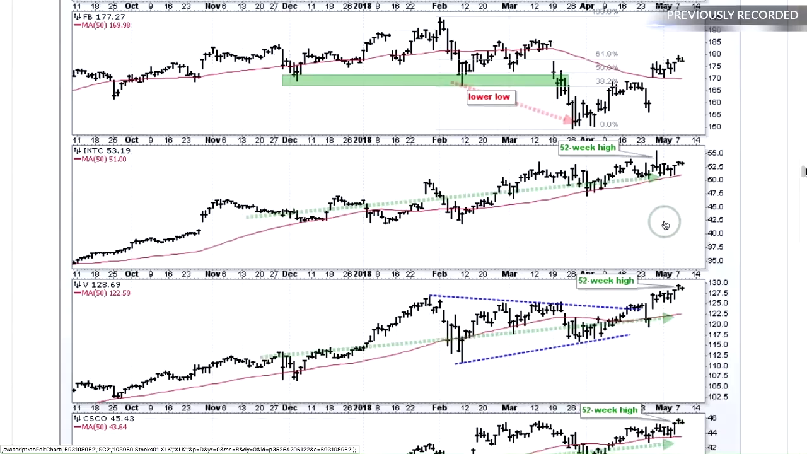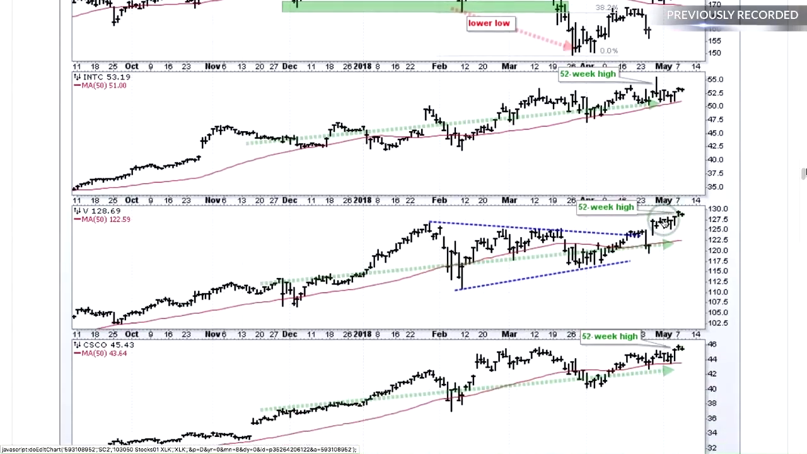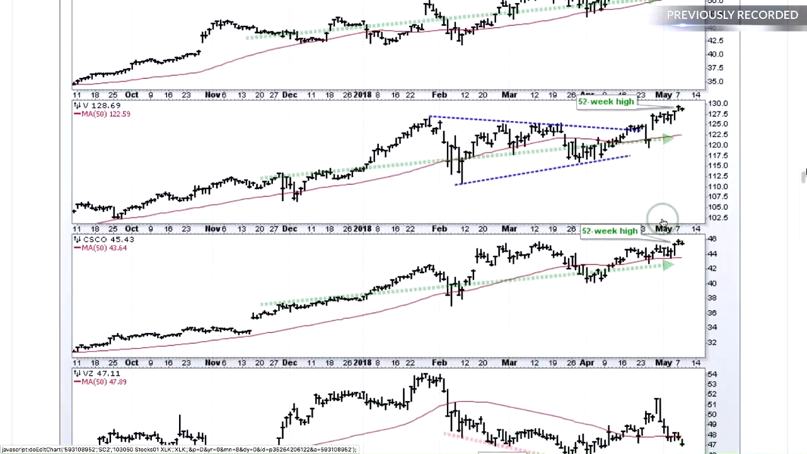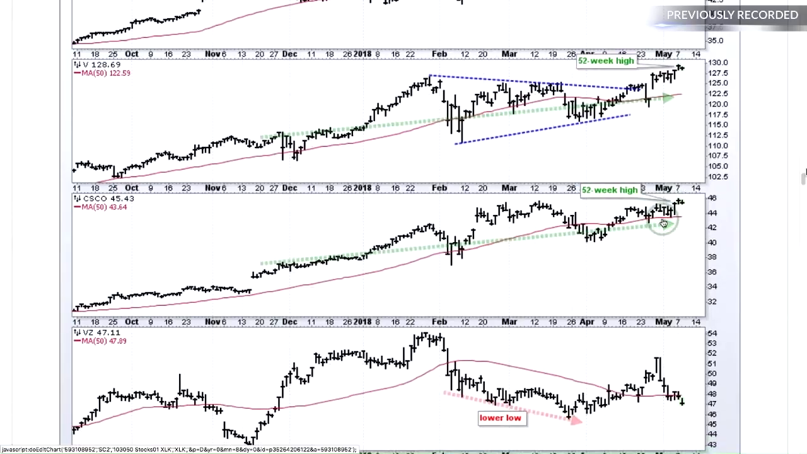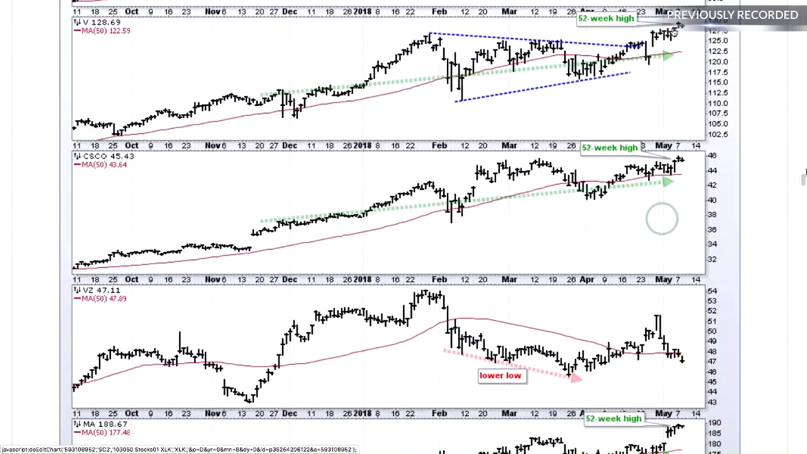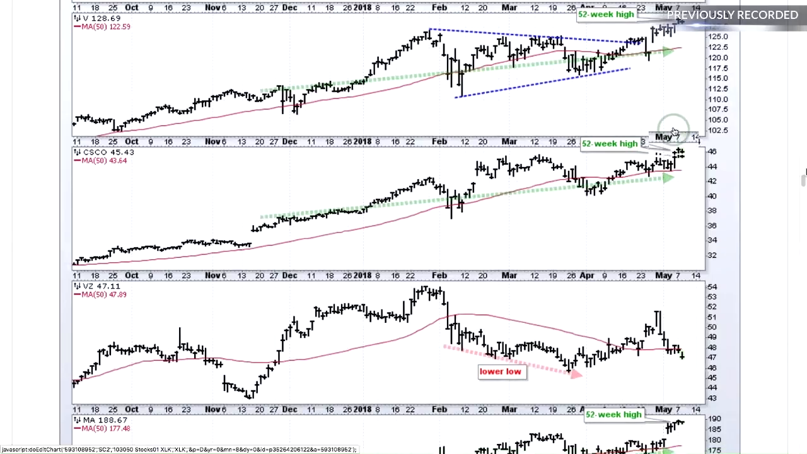Intel, steady uptrend. Now, here's the thing about these sectors. You get stocks that you wonder, what are they doing in this sector? And we've got Visa, all right, hitting a 52-week high. Visa and MasterCard are part of this sector, and both are hitting 52-week highs and in strong uptrends. So that supports XLK.